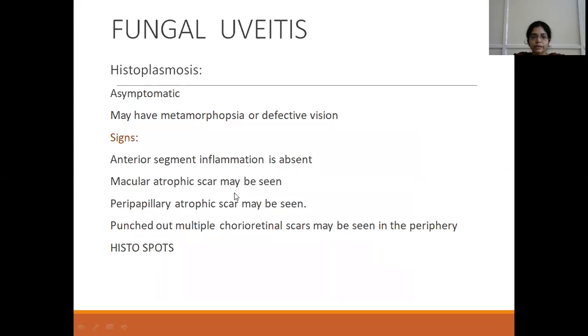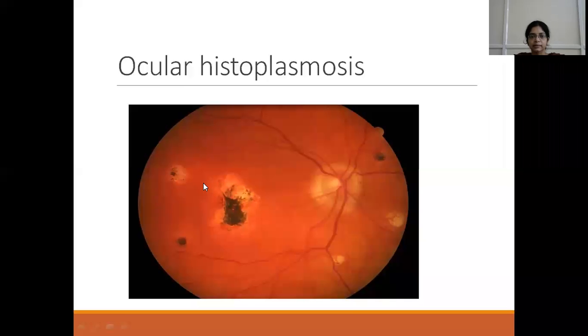So macular atrophic scar, peripapillary atrophic scar, and punched out multiple chorioretinal scars may be seen in the periphery. Metamorphopsia or defective vision can result when there is macular involvement. I hope I'm clear.